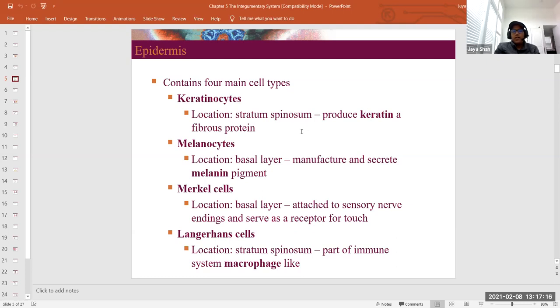They produce keratin, and we're going to talk about where they are. Then another cell is melanocytes. They produce melanin. The third type of cells are Merkel cells. They are attached to the sensory nerve fibers, and they are receptors for touch. Then another cell is called Langerhans cells. Langerhans cells are the phagocytic cells. They are macrophages. They engulf any microorganism or bacteria or foreign particle if they are in the skin somehow, okay?